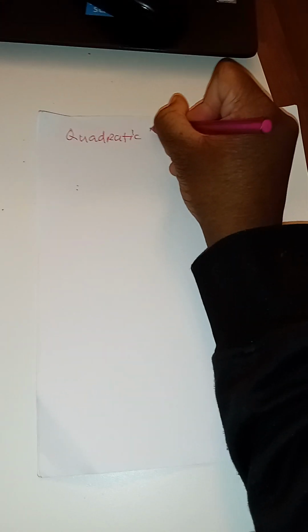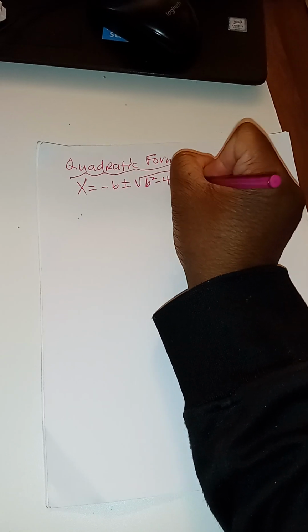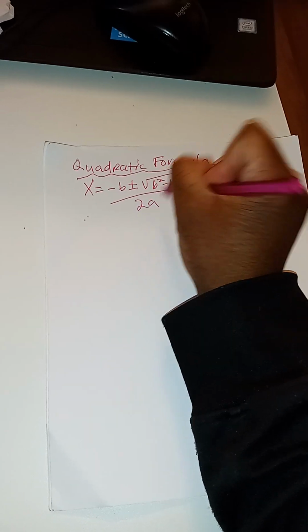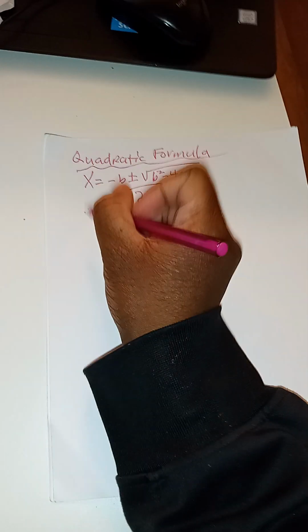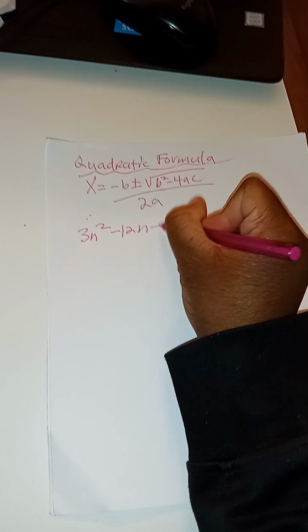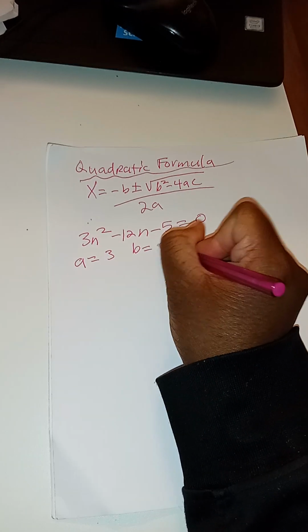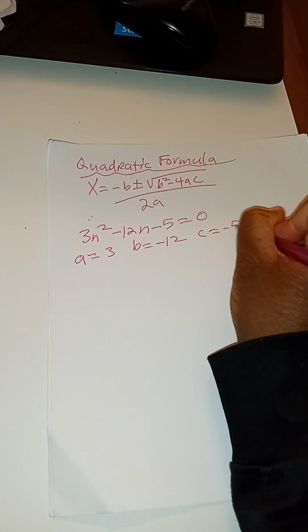The quadratic formula states x is equal to negative b plus or minus the square root of b squared minus 4ac, all divided by 2a. So let's bring back the equation of 3n squared minus 12n minus 5 is equal to 0. Our a will be 3, our b will equal negative 12, and c will equal negative 5.